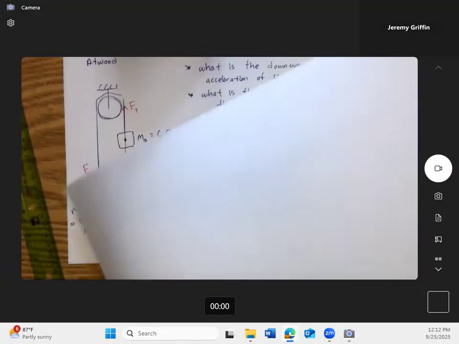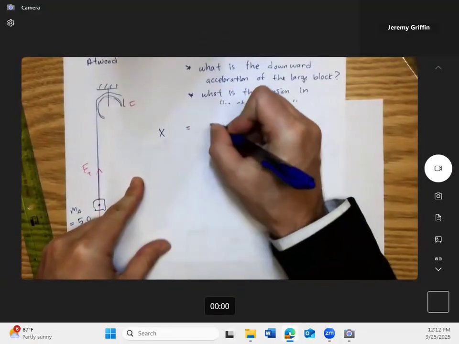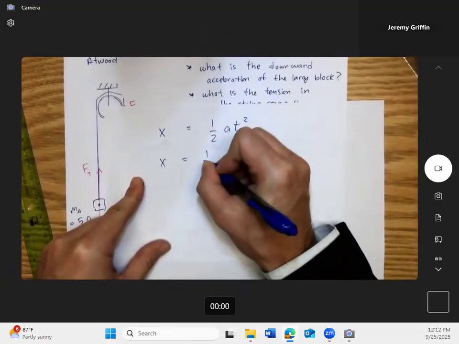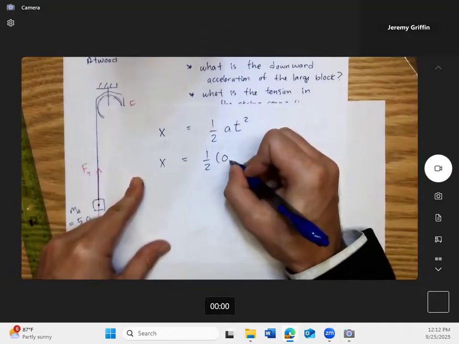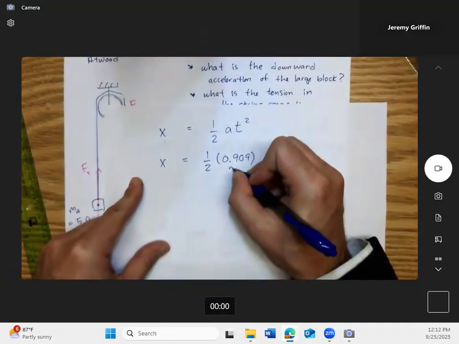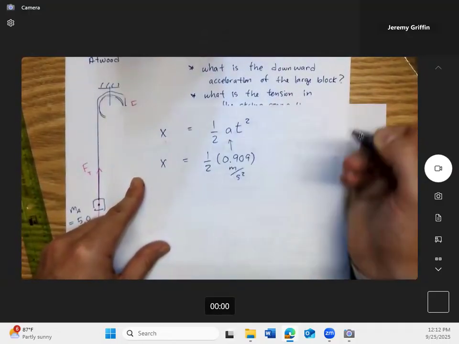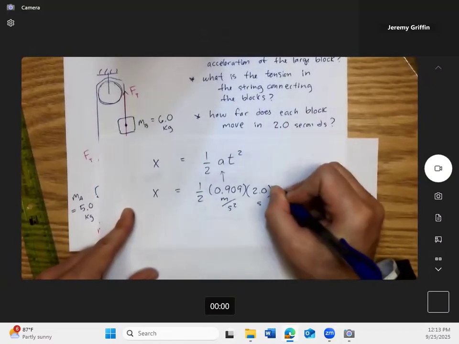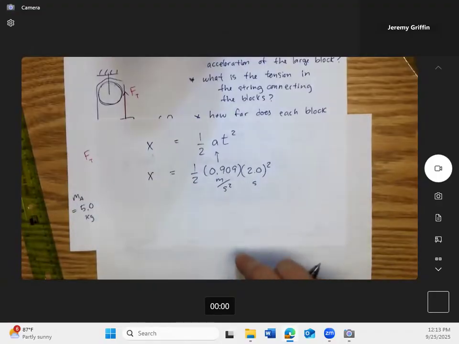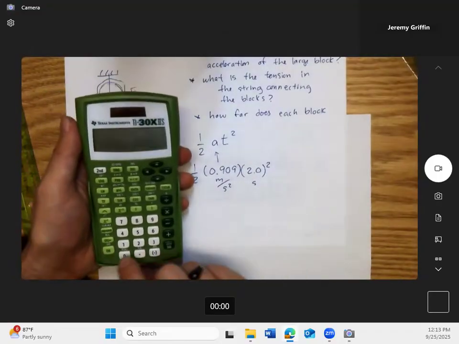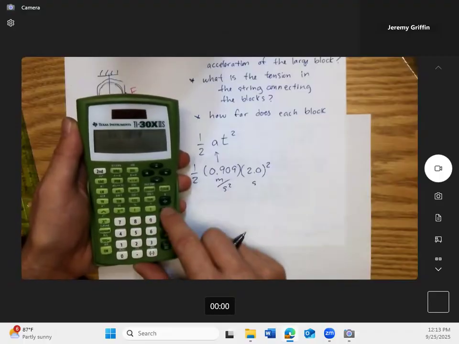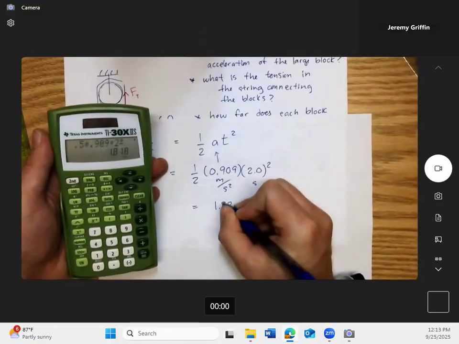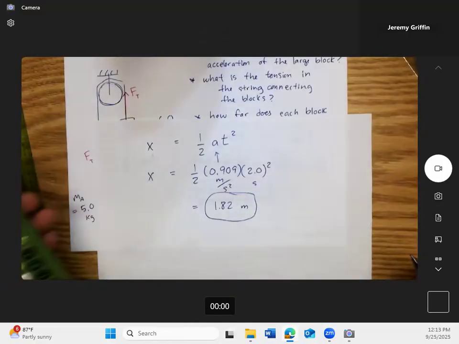So how far it moves just boils down to 1/2 AT squared. So how far it moves is 1/2 times 0.909 meters per second squared. Notice I did not plug in Earth gravity, but the actual acceleration. For 2 seconds? Maybe it's a really, really long string, so we're just letting it go. Maybe it's hanging from the ceiling or something. What's 1/2 times 0.909 times 2 squared? I'm looking at 1.8 meters. There you go. About 1.8 meters.